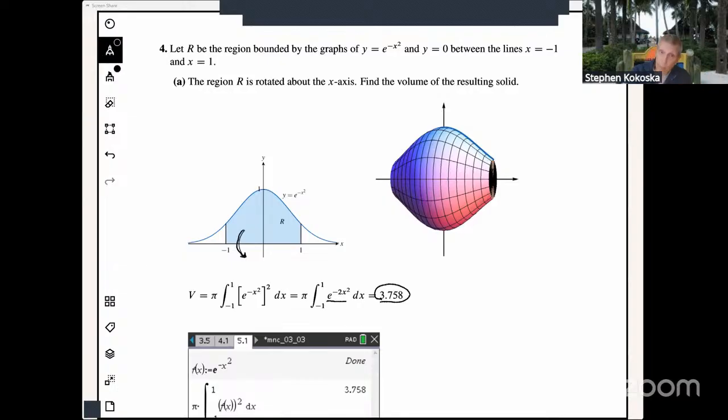There is some symmetry here for sure. So I could indeed write this as 2 times pi, a definite integral 0 to 1 of that e to the minus x squared quantity squared. That would be fine also.